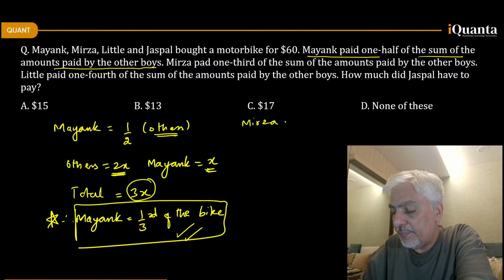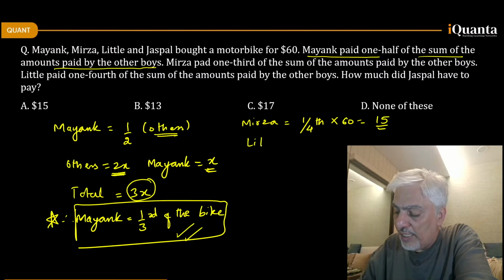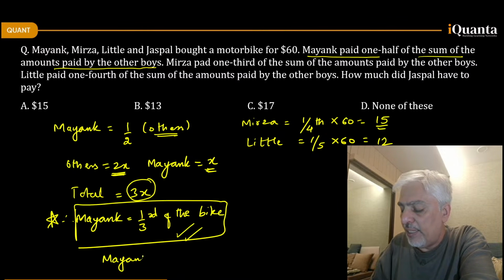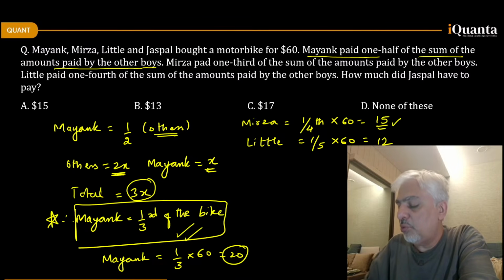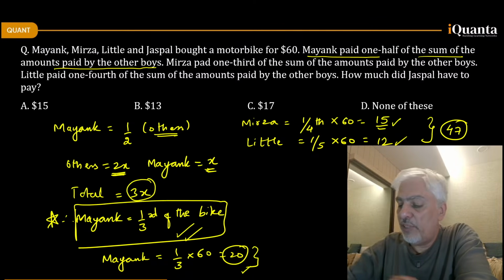Mirza pays 1/4 of the total, and total we know is $60. So, Mirza pays 1/4 of 60, which is $15. And Little pays 1/4 of the others. So actually Little pays 1/5 of the total directly, which is $12. And Mayank के लिए हमने calculate किया नहीं था. Mayank pays 1/3 of 60, which is $20. So 20 plus 15 plus 12 is 47. So 3 of them together have paid 47. And therefore Jaspal, who's left, will pay now $13.